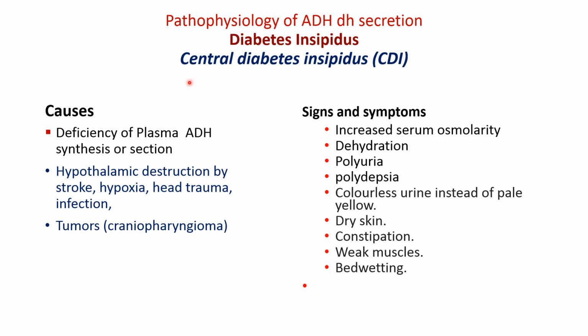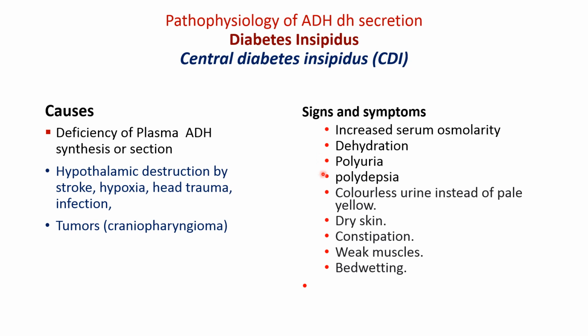And these are the causes of central diabetes insipidus. It's basically characterized by deficiency of ADH in the plasma. Its synthesis and secretion, it's not there. Hypothalamic destruction by hypoxia, stroke, head trauma, infection, tumors like craniopharyngioma. I just mentioned this in my previous lectures. Here, as you can see, you have increased serum osmolarity because we lose a lot of water. We have dehydration, and that's important to remember.